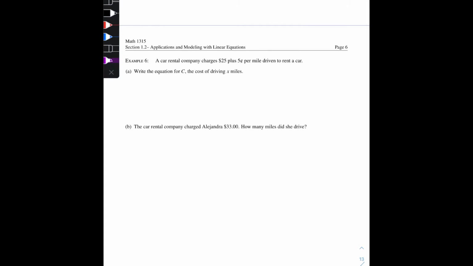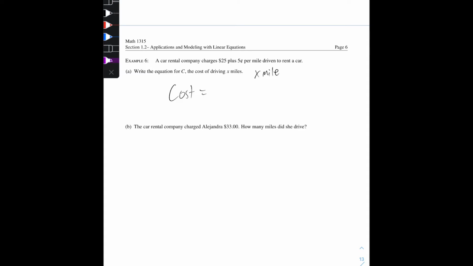Alrighty guys, so today we're going to be looking at another problem dealing with modeling these linear equations in real life situations. The first thing that we're looking at is a car rental company that charges $25 plus 5 cents per mile driven to rent a car. First thing that we want to do is write the equation for C, which will equal the cost of driving x miles.